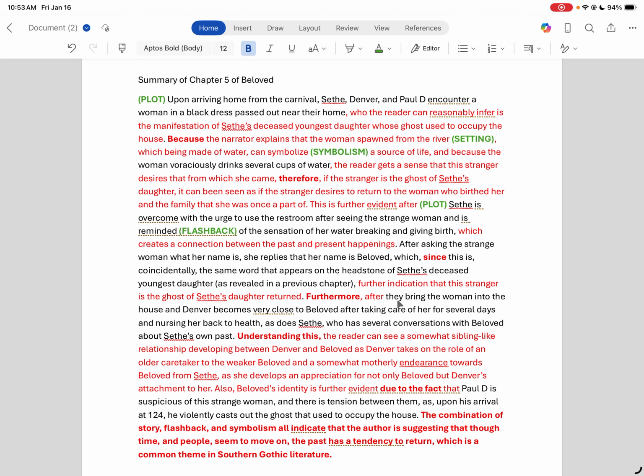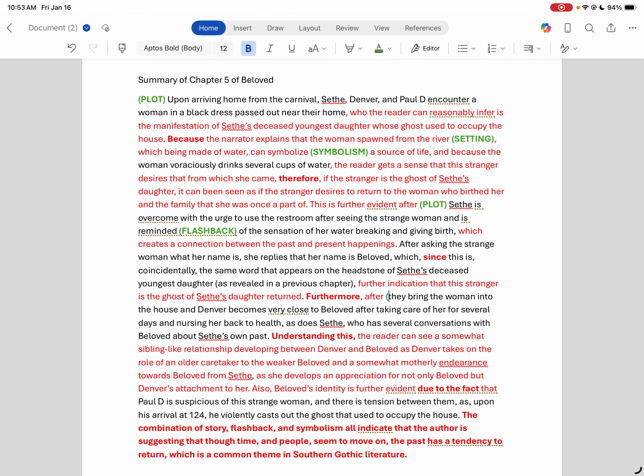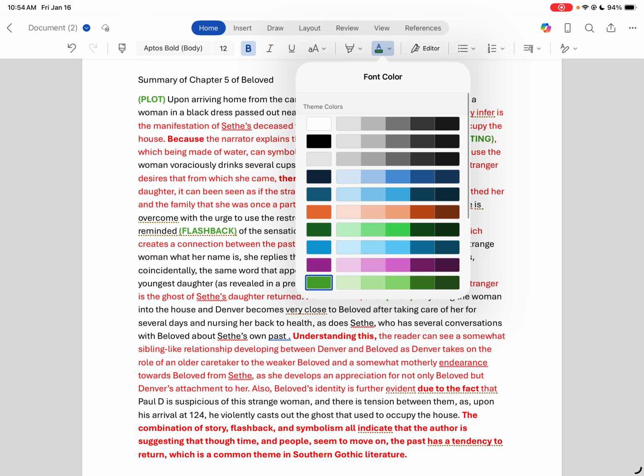So then we have the next part of the plot. They bring the woman into the house and they ask her name and they nurse her back to health. So that's plot again. We're mentioning a different aspect of the plot. And then we talk about conversation about Setha's own past. That's a flashback.